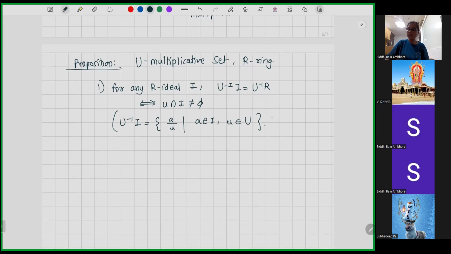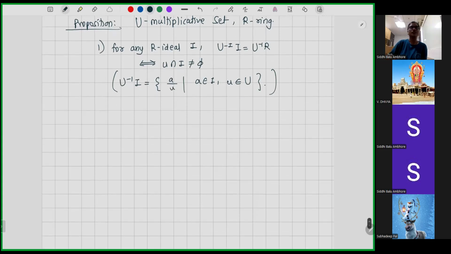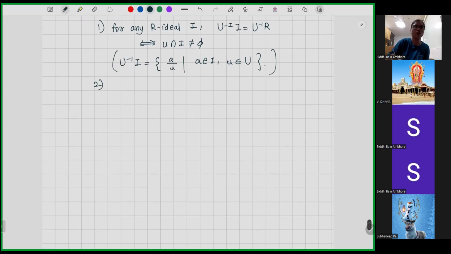So it is like we are inverting the elements from this multiplicative set U. Okay, and note that 0 does not belong to the multiplicative set. That is our condition which one should follow. So let P subset of R be a prime ideal, such that P intersection U is empty.